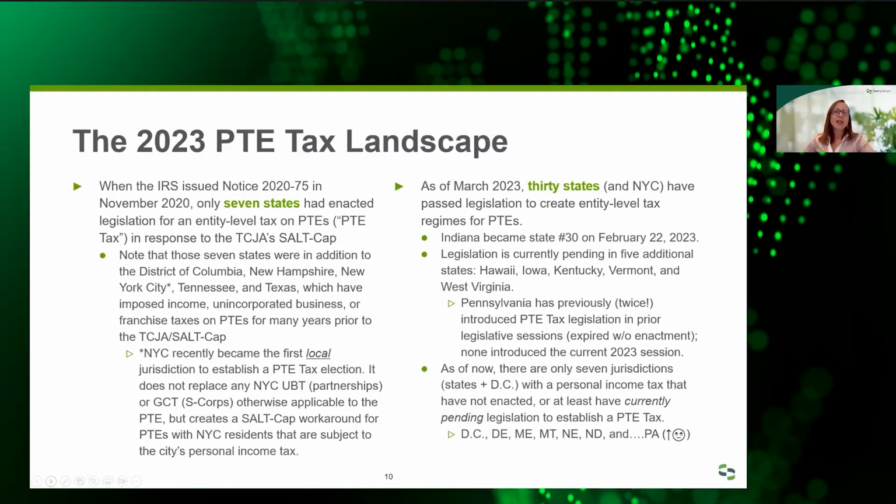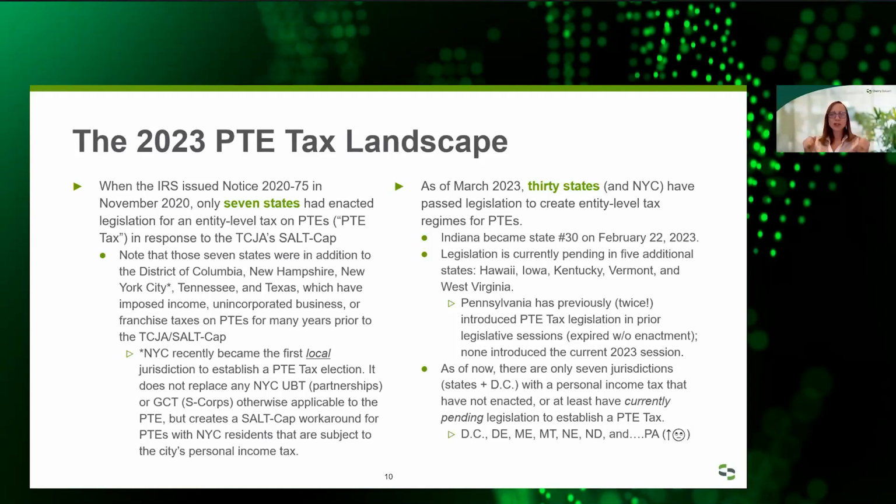Now, where are we in 2023? The landscape. When the IRS issued Notice 2020-75, only 7 states had enacted legislation for an entity level tax on pass-through entities. Now, as of March 2023, 30 states and New York City have passed legislation to create the entity level tax regime for pass-through entities. So you can see the difference that this notice made.